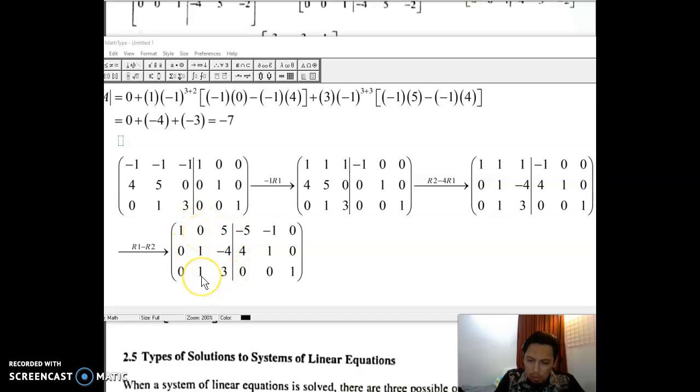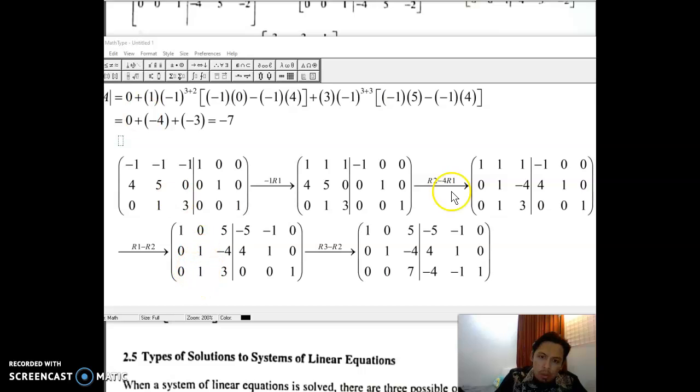Next, we need to make this become 0. The same way, R3 minus R2, so that we can get this 0. That's it for this one. We have already got this 0. Now we still have the last column to be solved, so that at the end it can become the identity. Let's solve for this one first. How to make this become 1? Simply multiply by 1 over 7, so 7 over 7 means 1.